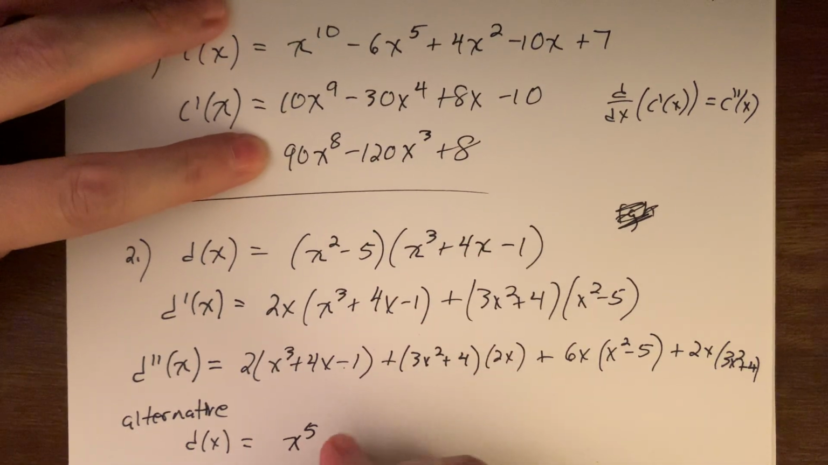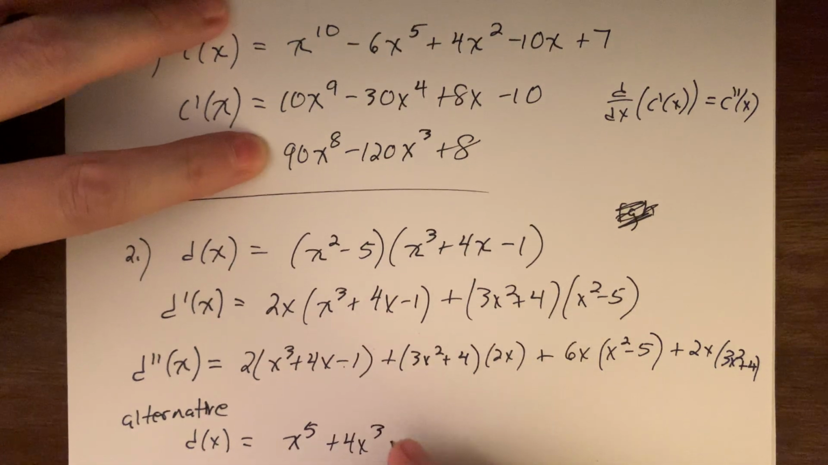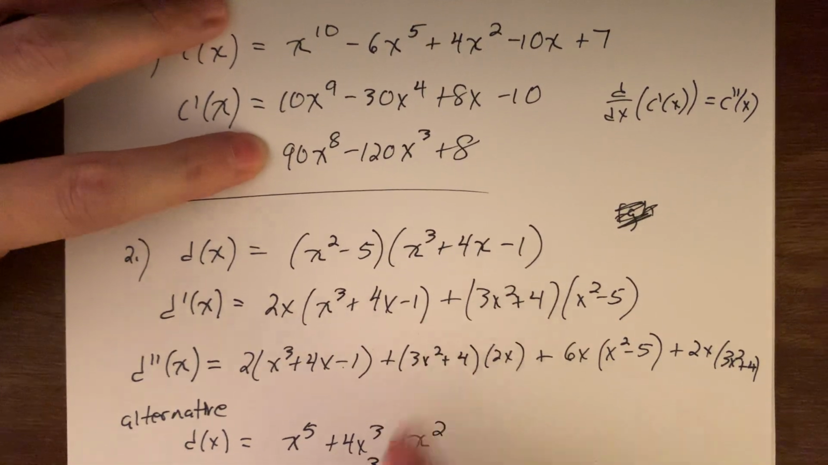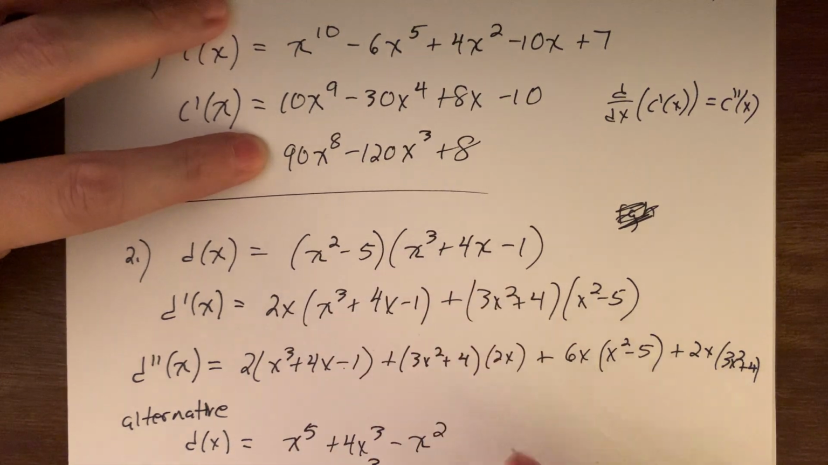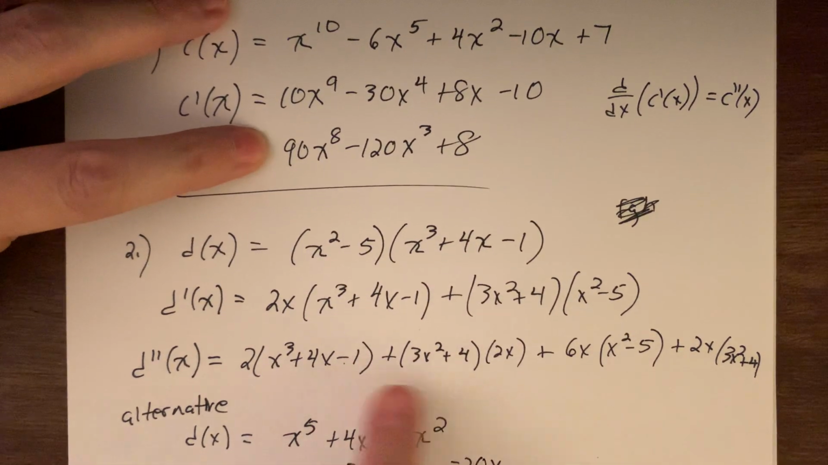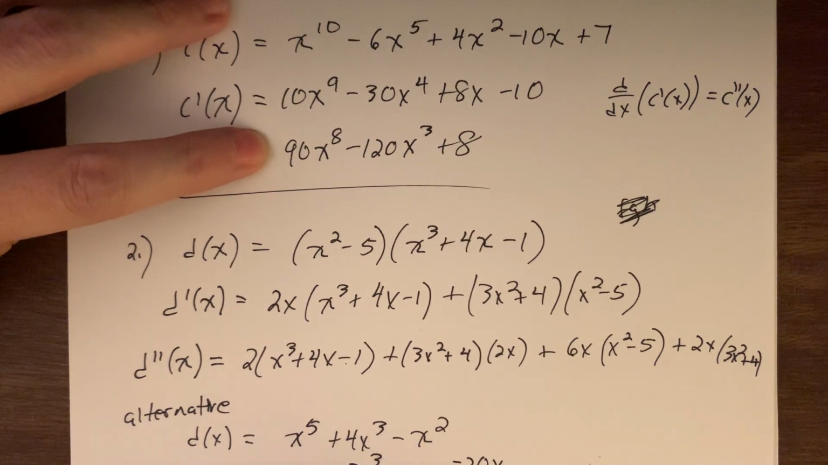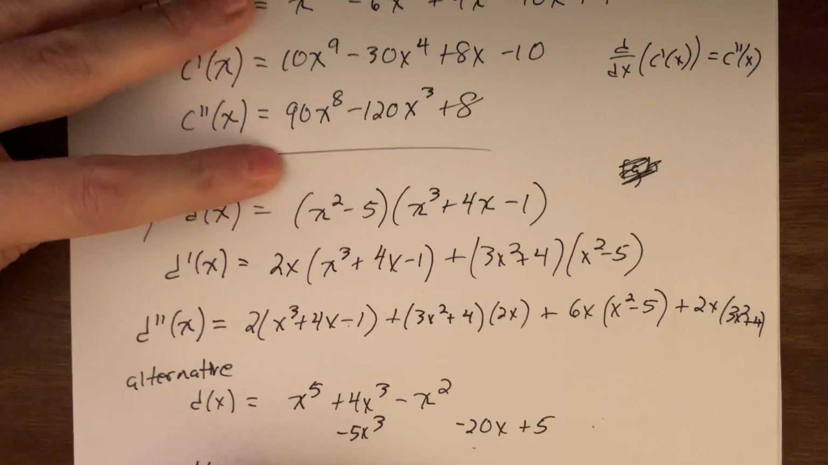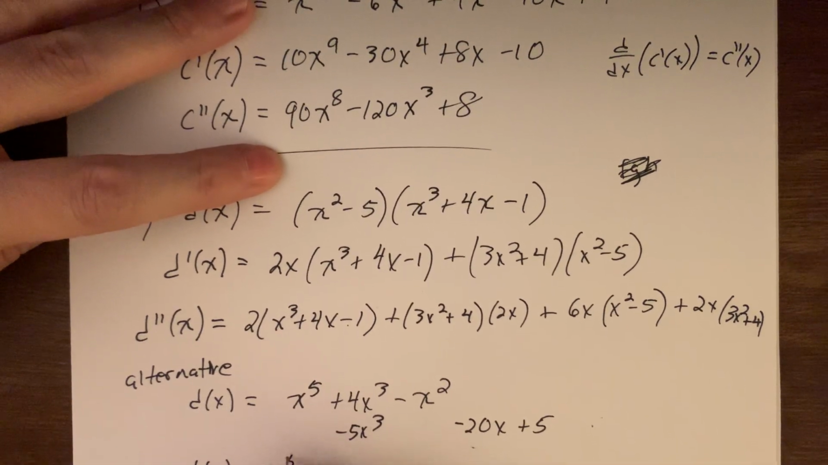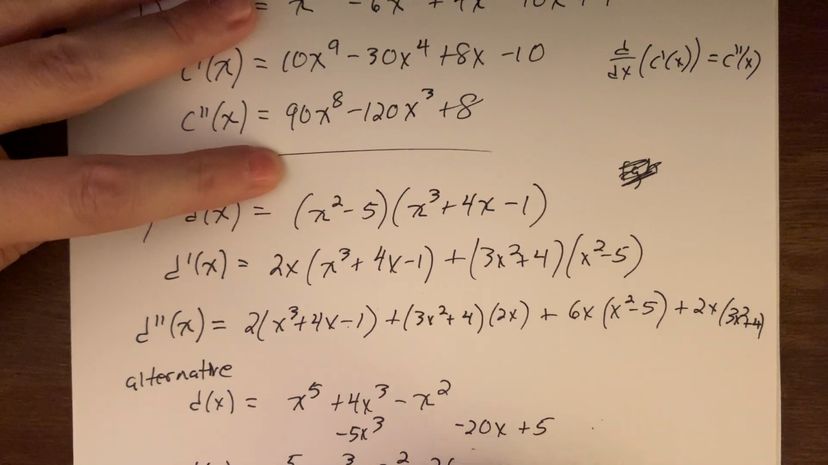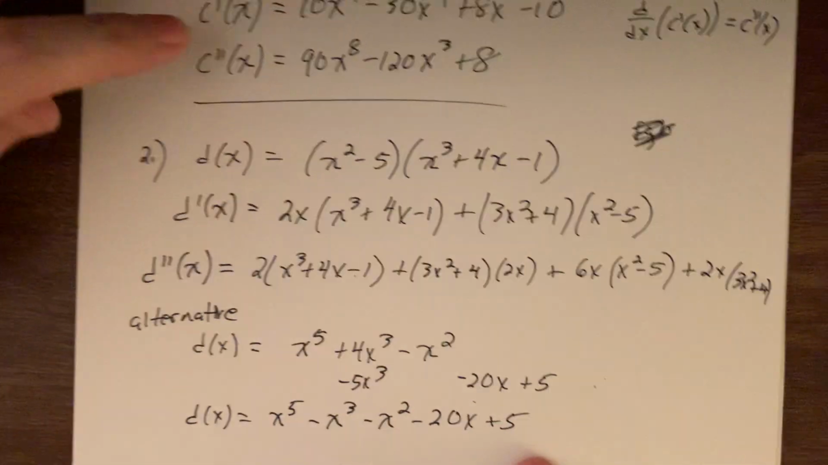I get a 4x cubed minus x squared. There's a minus 5x cubed. I get a minus 20x. Again, notice I'm just trying to keep like terms lined up. That's not like, so I'm not lining them up. Plus 5. And I'm just going to do one quick line of cleanup. So x to the fifth, that is minus x cubed minus x squared minus 20x plus 5.